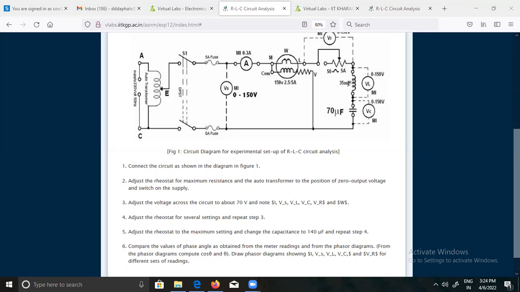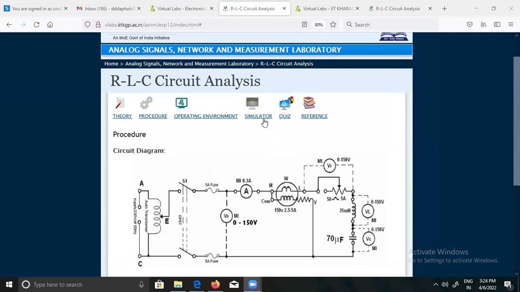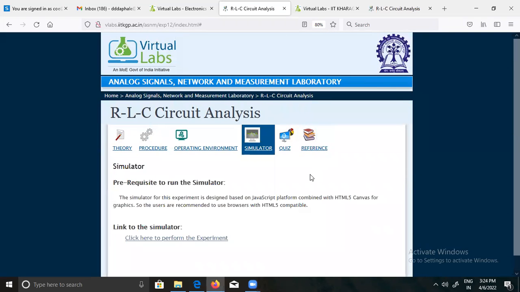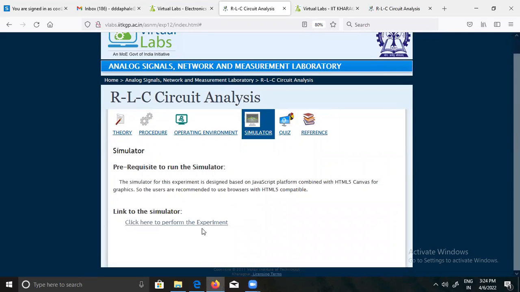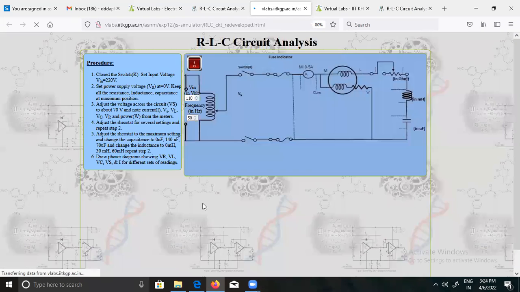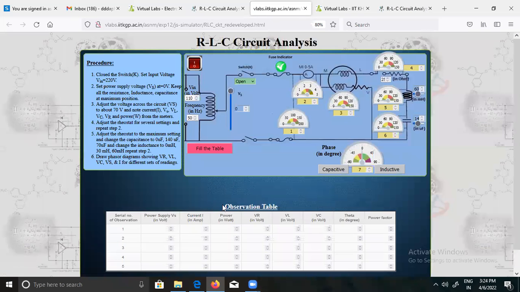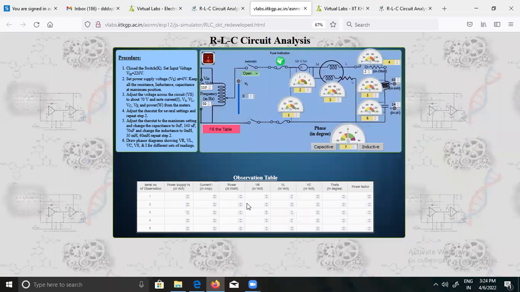Now see here, this is the experiment procedure that is given. This is the simulator that we have to use. It says here, click here to perform the experiment. Whenever I click here, the window will appear like this. First of all, I will minimize it for some time so that you can clearly see it. Now see, this is the series RLC circuit they have given.